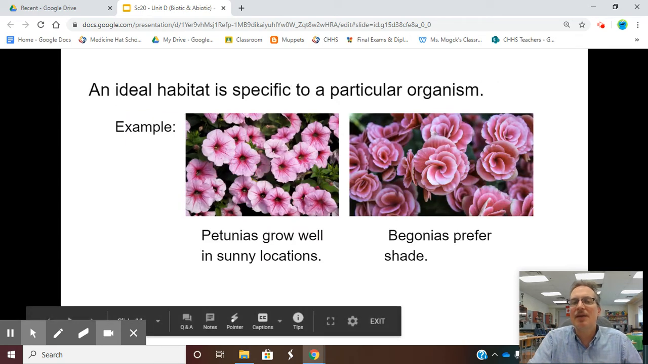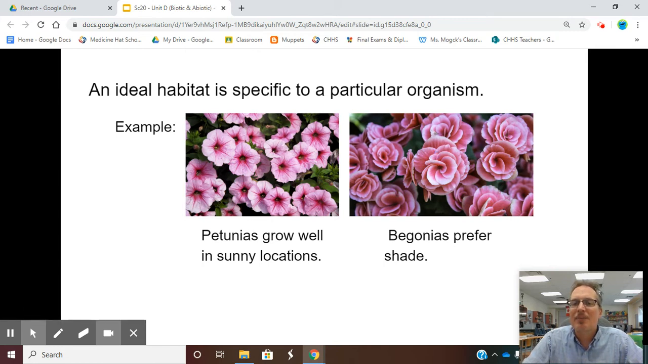Well, an ideal habitat for one organism might not be ideal for another. So if we take a look at these two flowers, although they're both pink, the one on the right is a begonia, and it prefers to grow in the shade. The one on the left is a petunia. It loves fully sunny locations. If either of these got swapped, my petunias wouldn't flower this much and they probably would die off a little bit because they don't like the cooler, non-sun locations. And my begonias would actually burn and start to turn brown because they truly do dislike the sun and they must be in the shade.